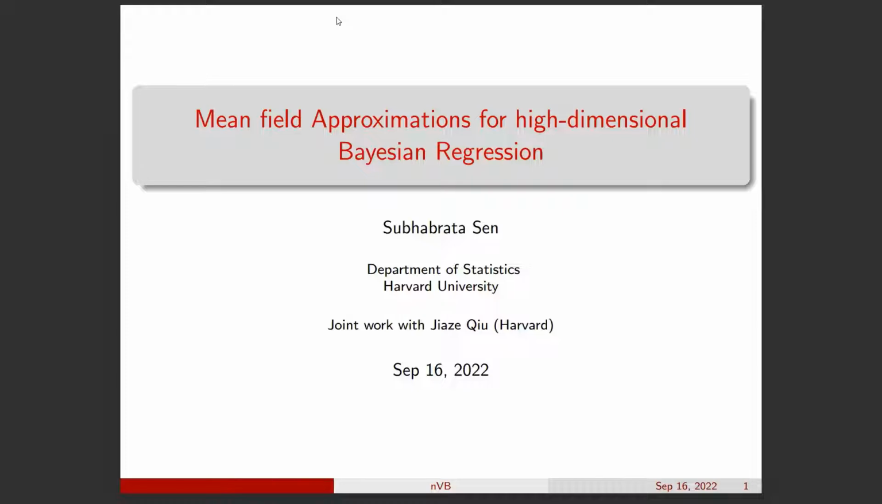So I started this line of research actually with my collaborator Sumit Mukherjee, who's at Columbia. And Sumit, I think, visited this seminar quite recently and spoke of some of this work. So I'll try to keep the overlap at a minimum with Sumit's talk. I'll survey some of that, but I'll focus mostly on some follow-up work with my student Jiaze Chu, who is at Harvard.